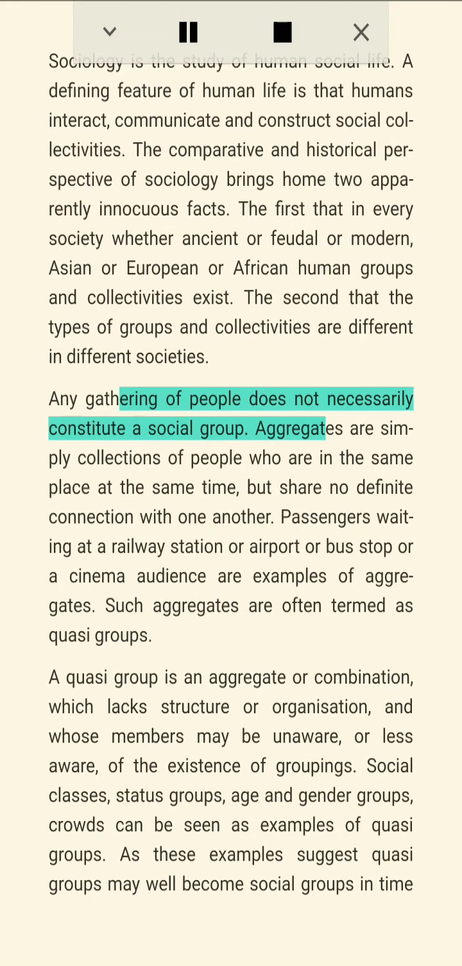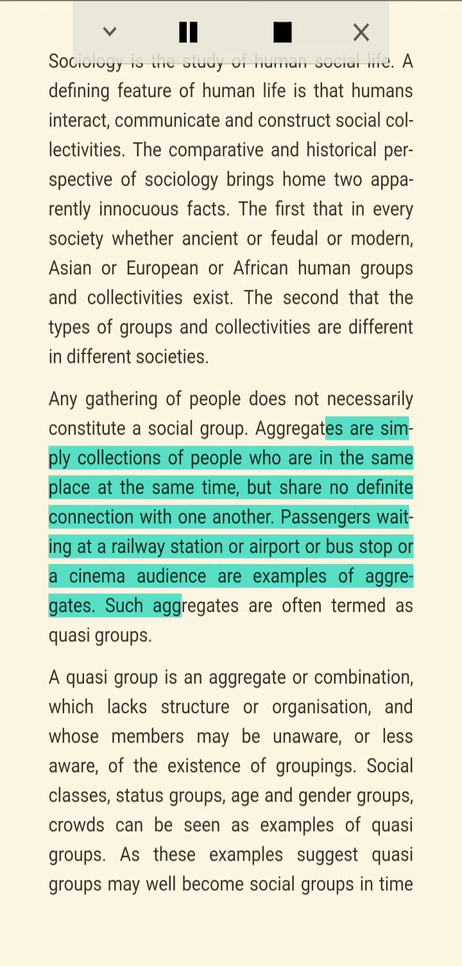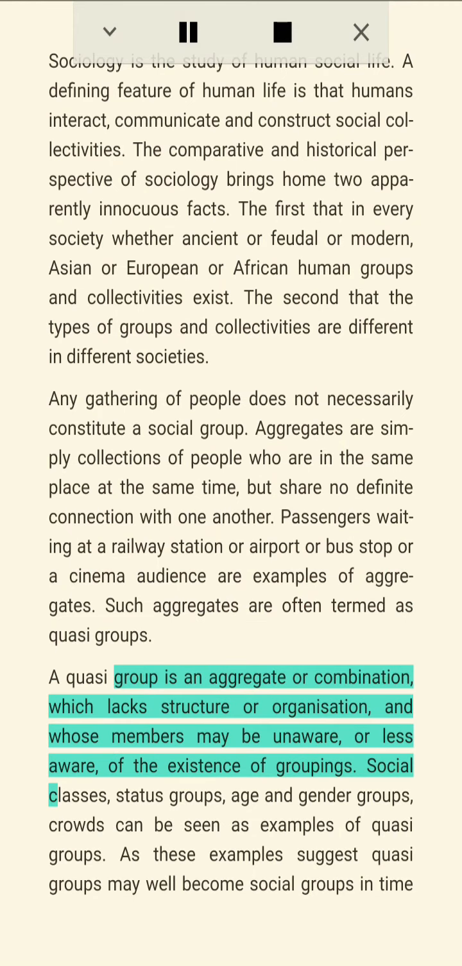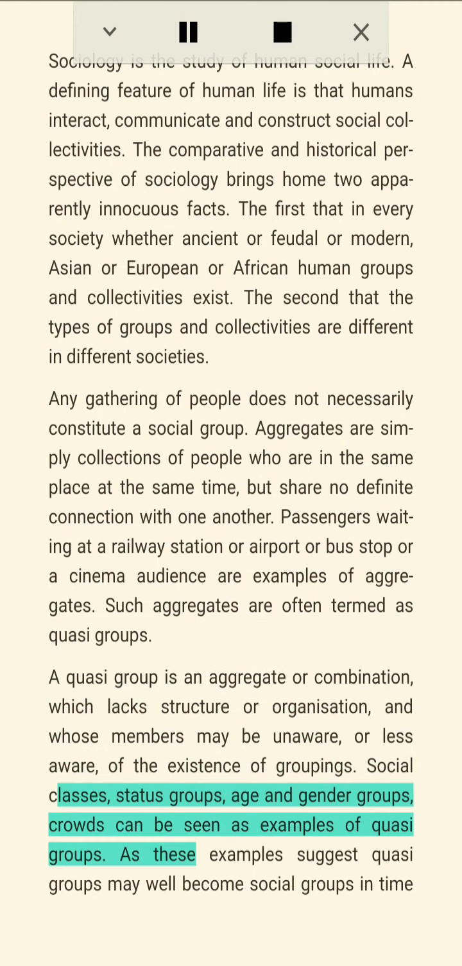Any gathering of people does not necessarily constitute a social group. Aggregates are simply collections of people who are in the same place at the same time, but share no definite connection with one another. Passengers waiting at a railway station or airport or bus stop, or a cinema audience, are examples of aggregates. Such aggregates are often termed quasi groups. A quasi group is an aggregate or combination which lacks structure or organization, and whose members may be unaware, or less aware, of the existence of groupings.